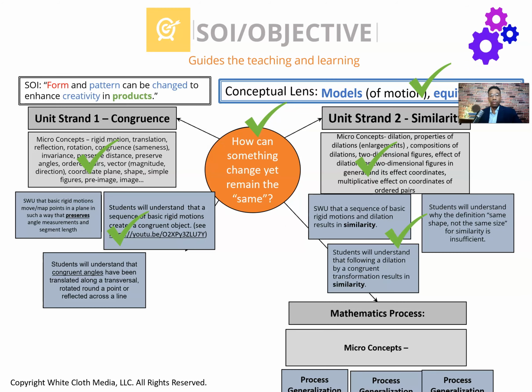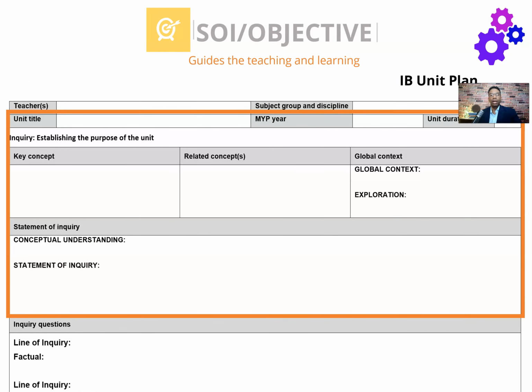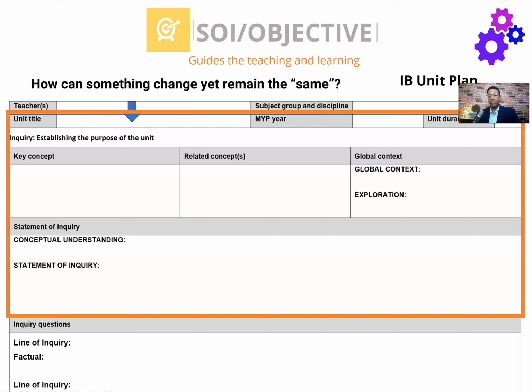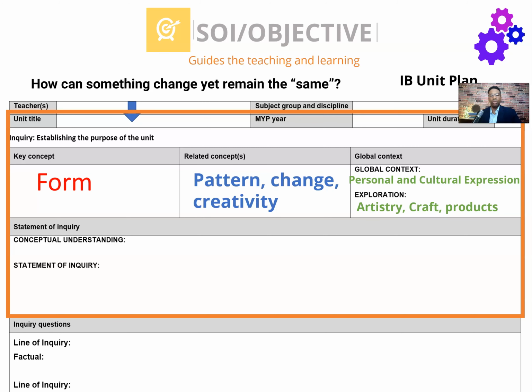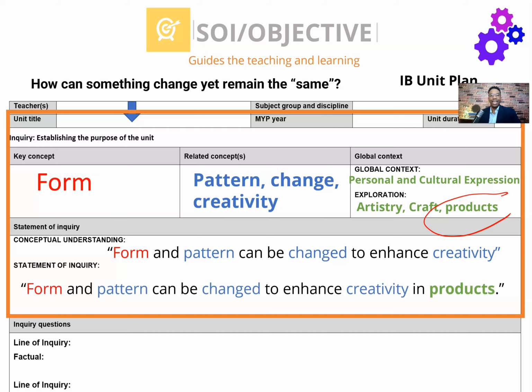All right, so now we have our statement of inquiry, which will guide our learning. And again, I'm going to have a special guest come and explain that part to you later. So let's complete the inquiry section of the IB unit planner. We already have all the pieces. We have the title, how can something change yet remain the same? We have our key concept, our related concepts, our global context. I chose personal and cultural expression, could have chose something else. And I chose products as my inspiration. There's my conceptual understanding. And there is my statement of inquiry.